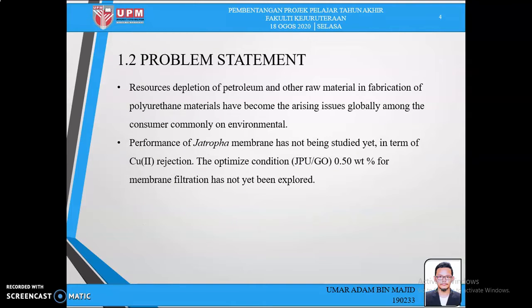So in this project, we are trying to tackle some of the problems, mainly global resources depletion, and also to test the reliability and the performance of Jatropha with a mixture of graphene oxide at 0.5 weight percentage for membrane filtration application.